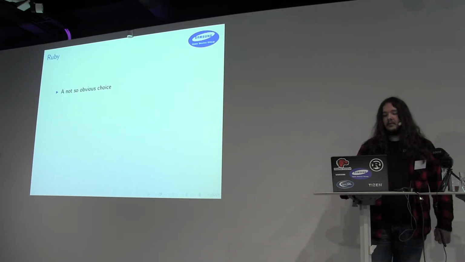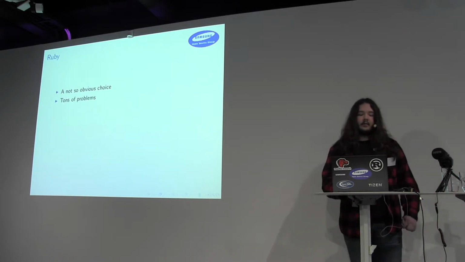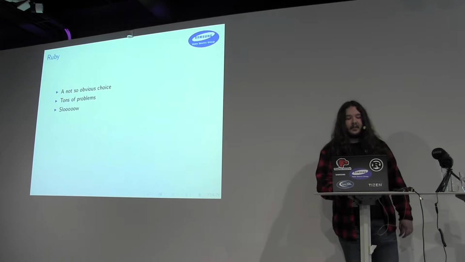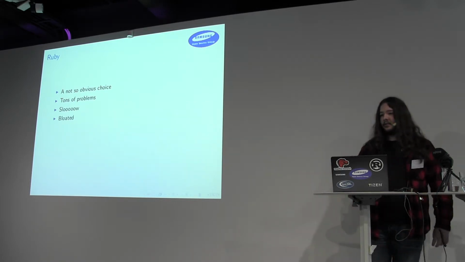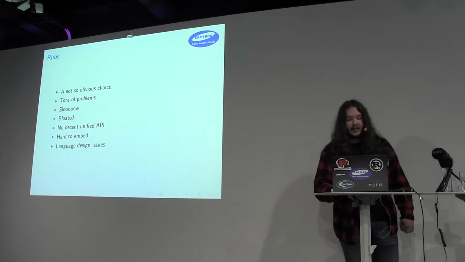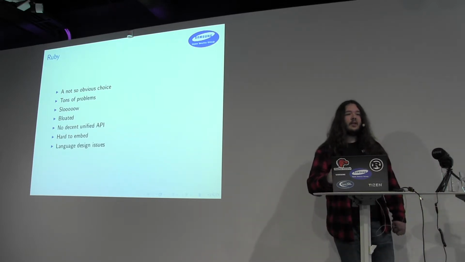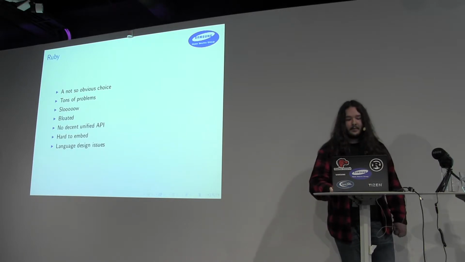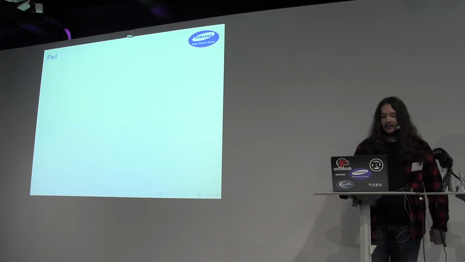Ruby, it's not that obvious a choice, but it kind of is, I guess. There are problems again. It's again slow, it's again bloated. There's no decent API again, and it's also difficult to embed. So mostly the same set of issues as we get with Python. And there are some language design issues as well, pretty much the same stuff.